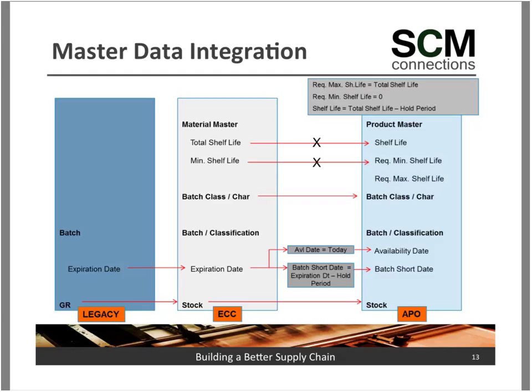So, you can see over here that I'm showing total shelf life and minimum shelf life being maintained in ECC, but we weren't really bringing it over into APO. We were maintaining the shelf life directly in APO. Now, this is just as it relates to master data. So we were maintaining the shelf life, the minimum shelf life, and the maximum shelf life directly in APO.